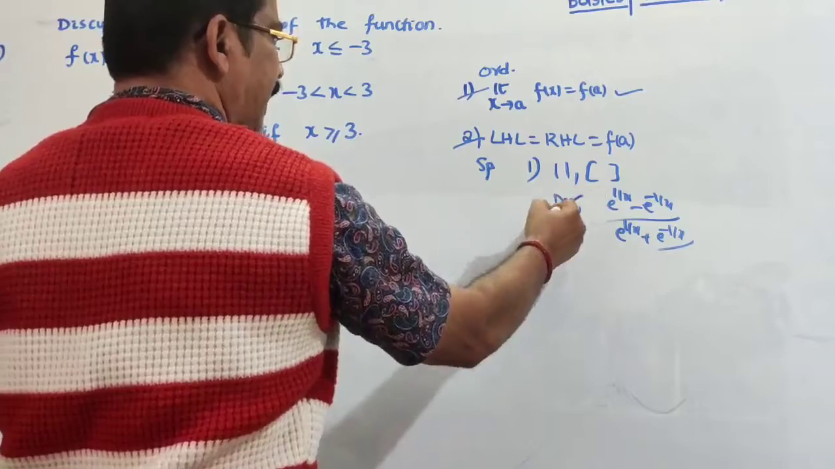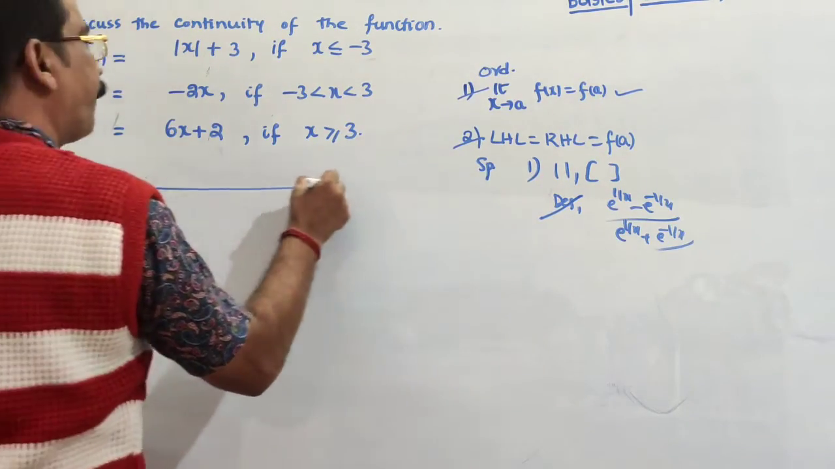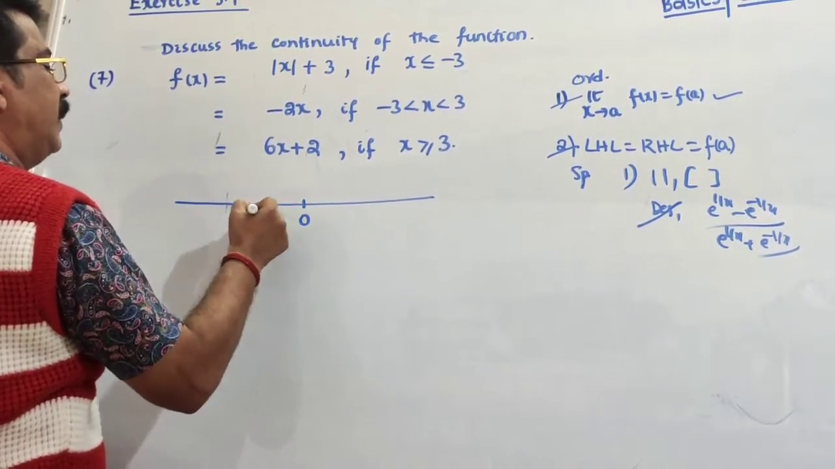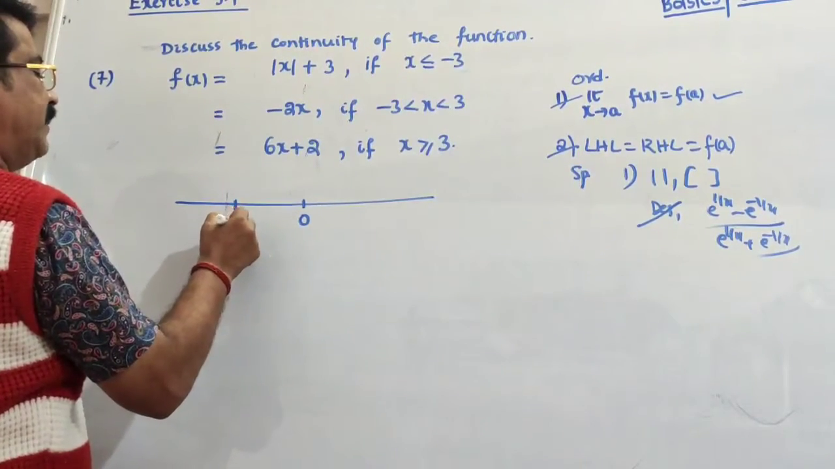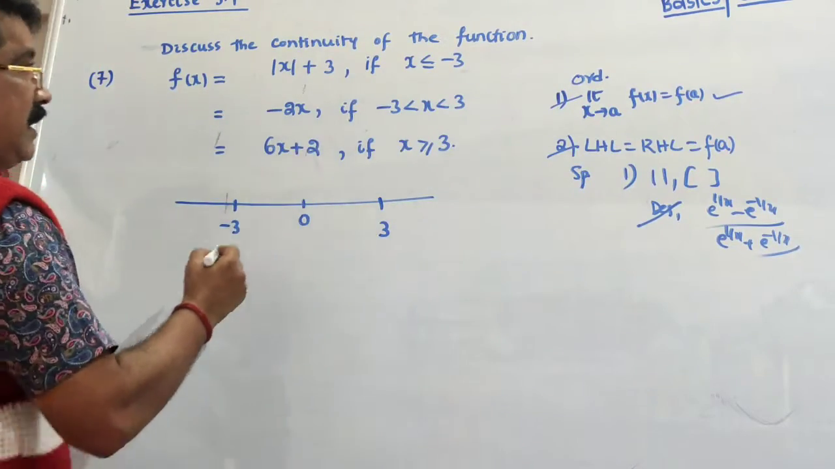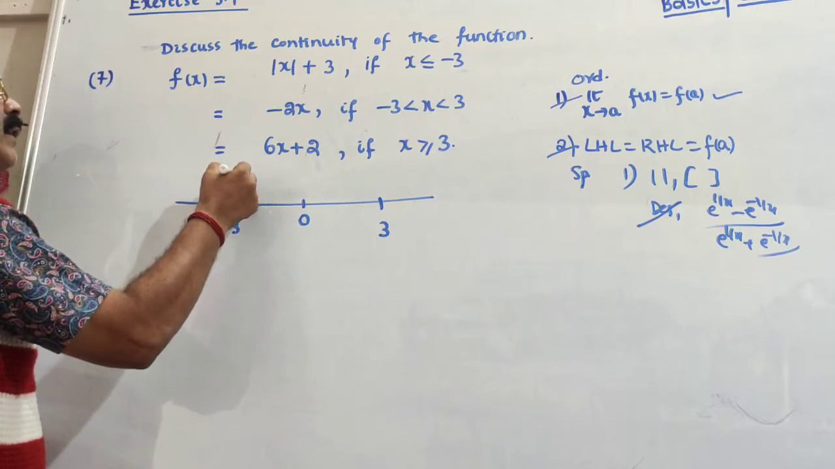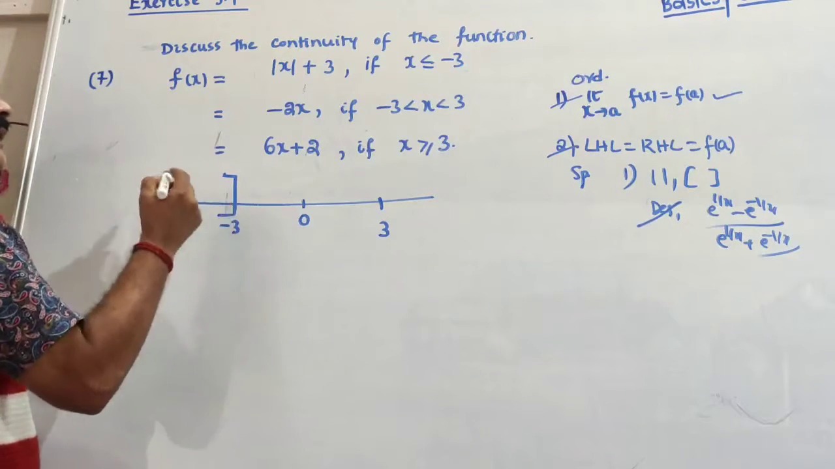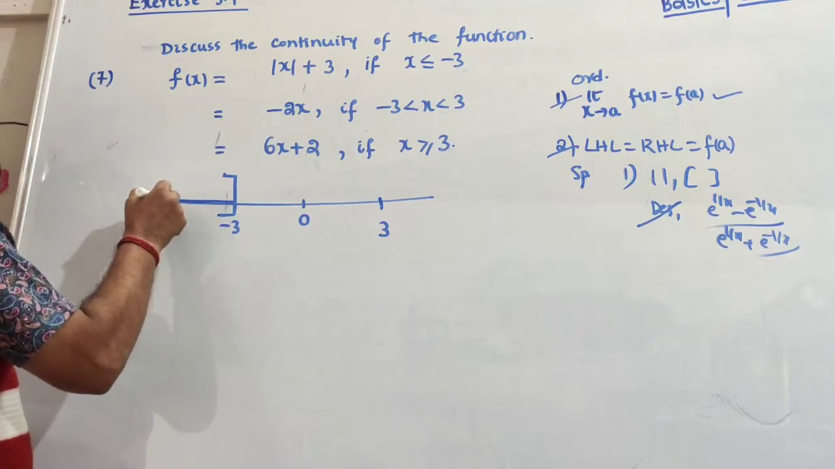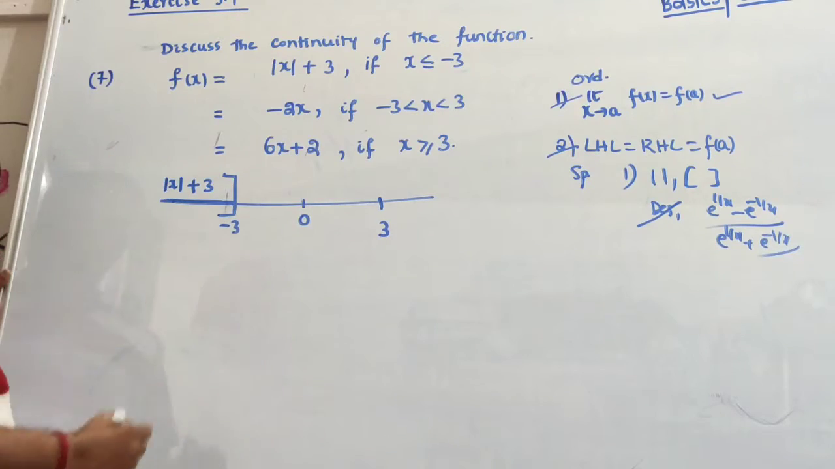Now we are in the discrete function, because at minus 3, for example, it is 0. Suppose this is minus 3 and this one is plus 3. So less than or equal to minus 3 means this area, and in this area it is defined as modulus of x plus 3.